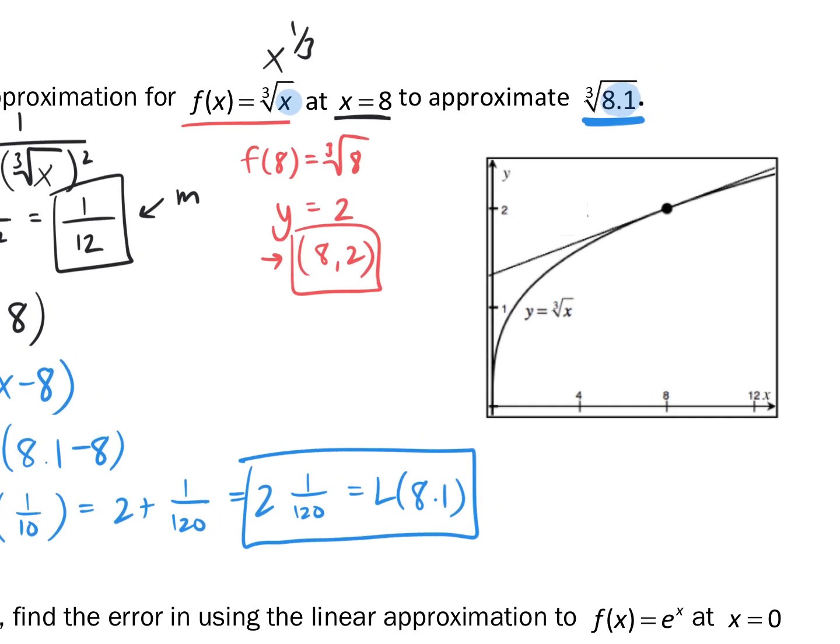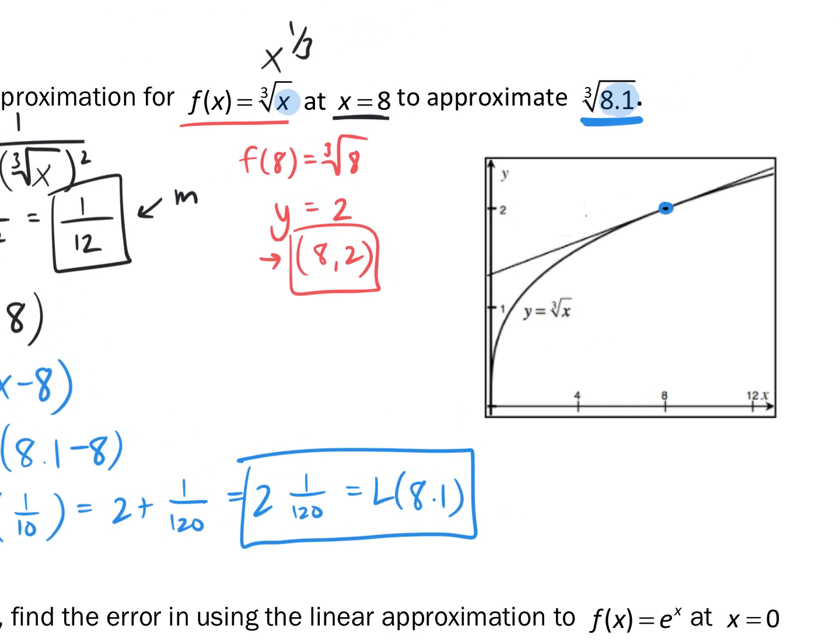So like on our picture here, this is when it's equal to 8. 8.1 is really, really close to that. So that y value would be at 2 and some change, 2 and 1 over 120. Okay, but that's an approximation. It's not the exact value. If I wanted to find the exact value, I could plug this in my calculator, right? Okay.